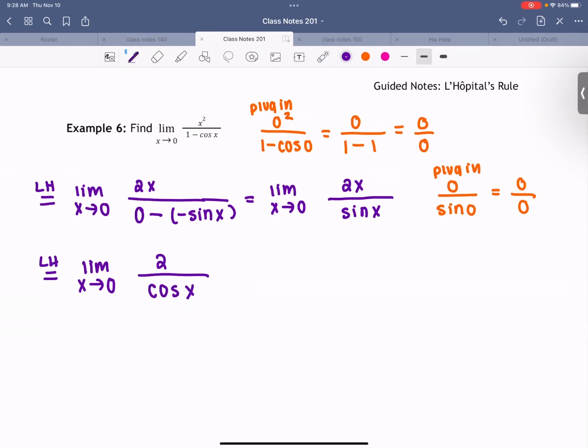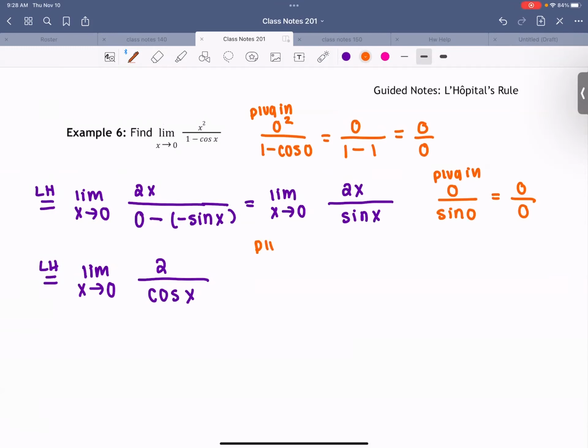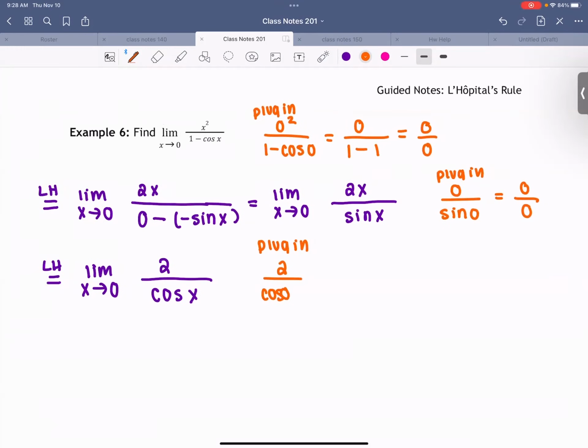Again, we've cleaned it up already, so let's plug in. Plugging in 0 would be 2 over the cosine of 0. Okay, 2 over the cosine of 0. What's the cosine of 0? 1, good. So 2 is actually our answer. That's it. All right. Any questions on example number 6?